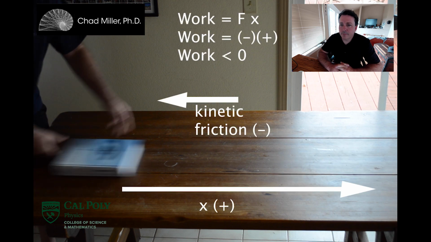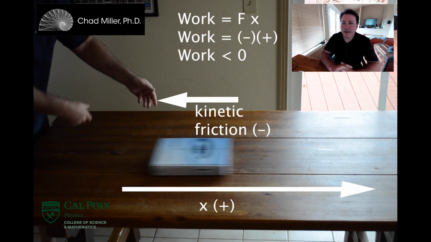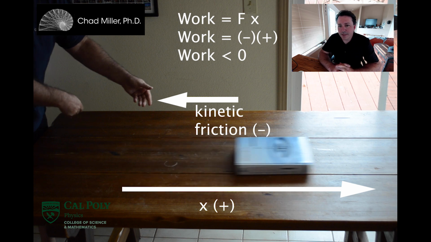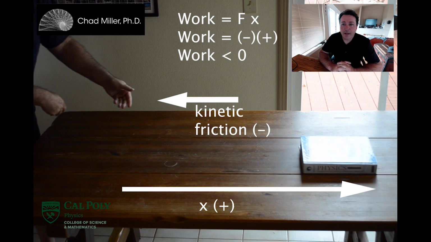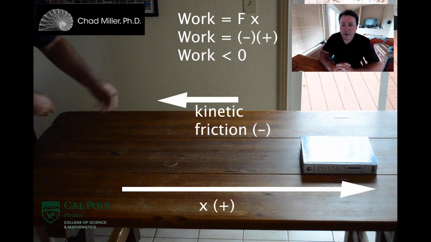Same thing applies when we reverse the direction and slide it to the right. Now, my kinetic friction force is to the left in the negative direction, but my displacement is in the positive direction now. Plugging that back in, and we still get a negative answer for work done by friction.